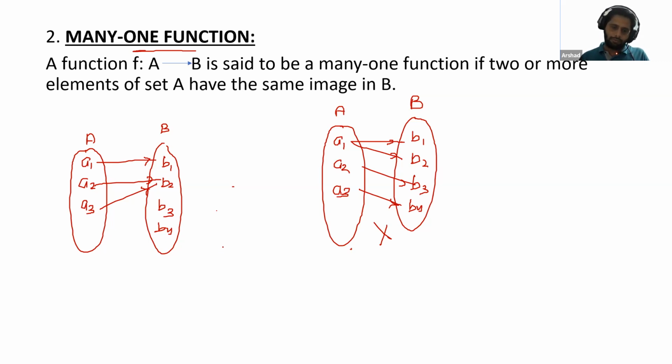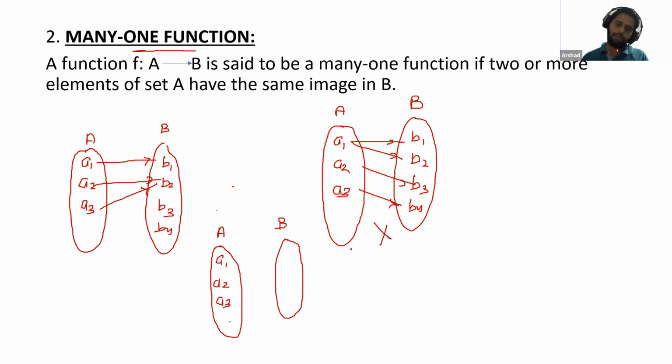Now next question. Next question is from Noma. This is set A, this is set B. We have A1, A2, A3, and A4. Here we have B1, B2, B3. A1 is linked with this, A2 is also linked with this, A3 is linked with this one. So Noma, please tell me, is this a many one or not?